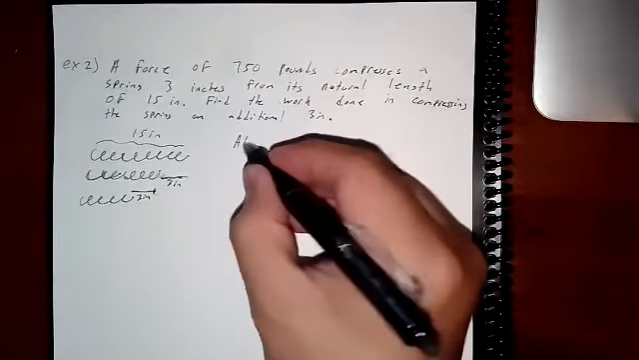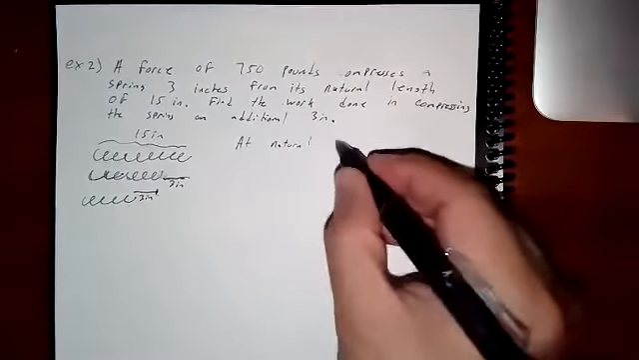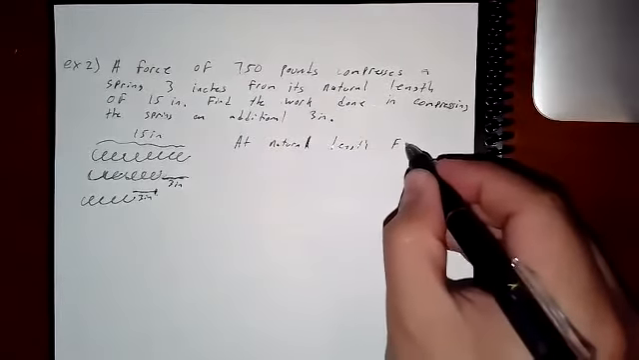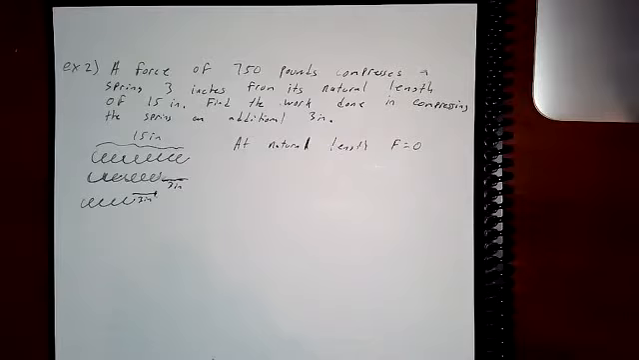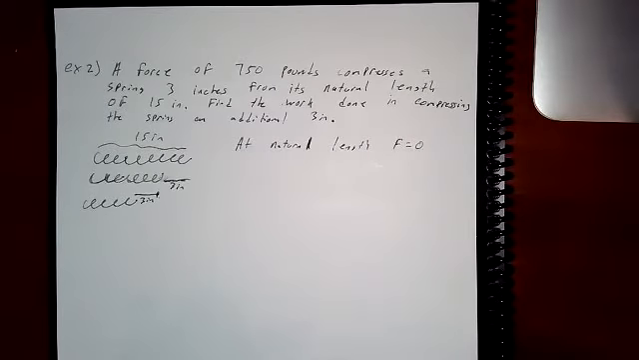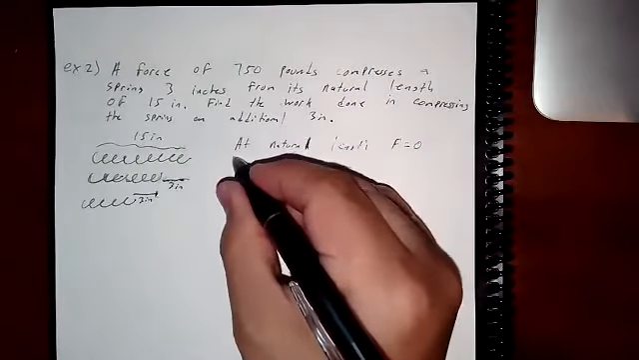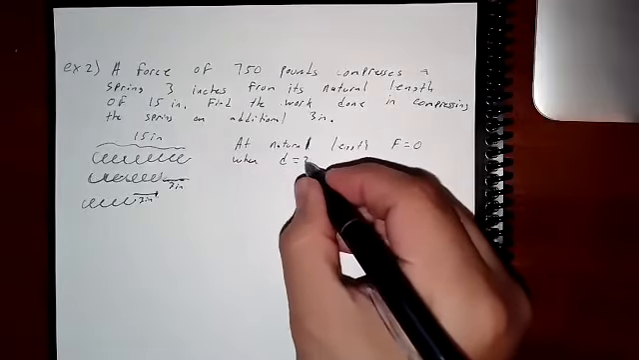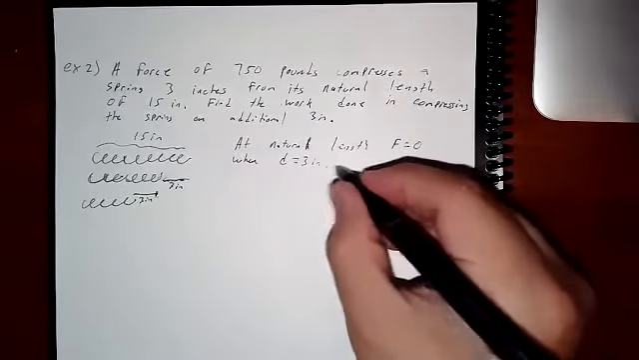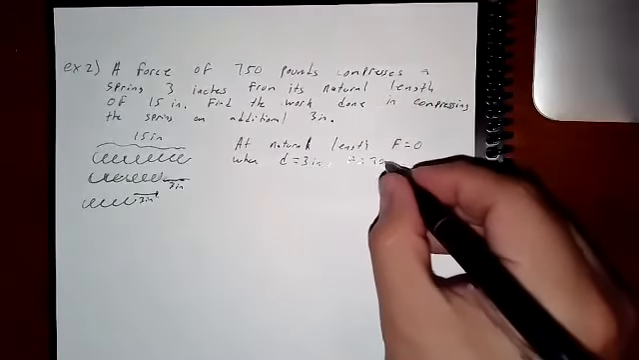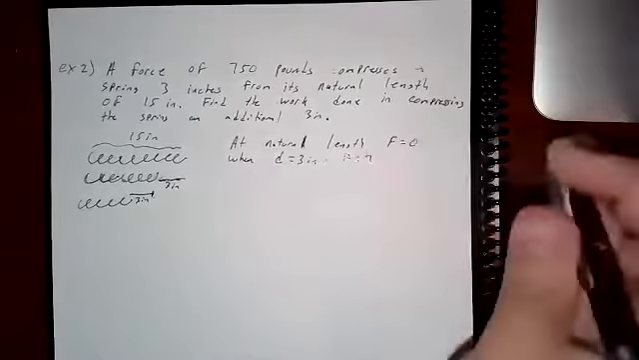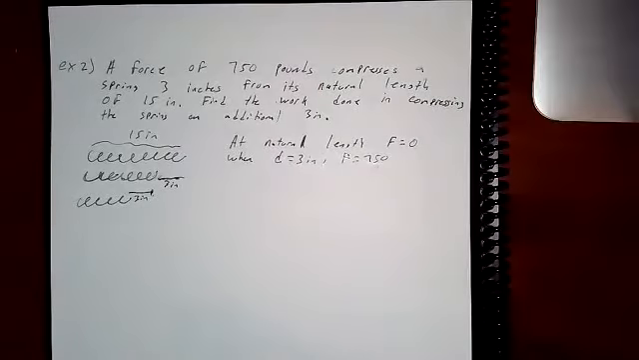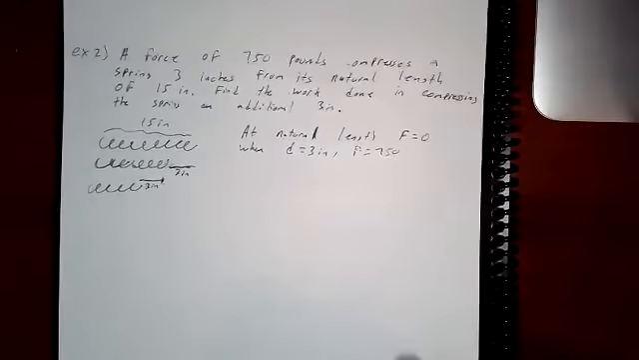So at natural length, when we're not compressing it, the force is 0. If it's at rest and just loose, that's a 0. But when we compress it, when D is equal to 3 inches, F is equal to 750, right? What they said. 750 pound force. Okay.